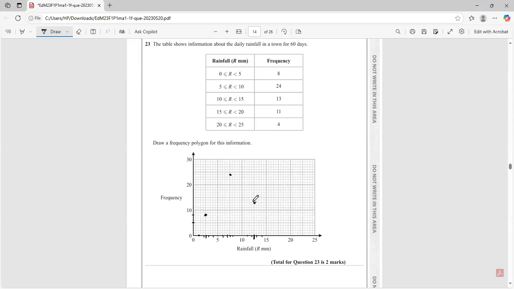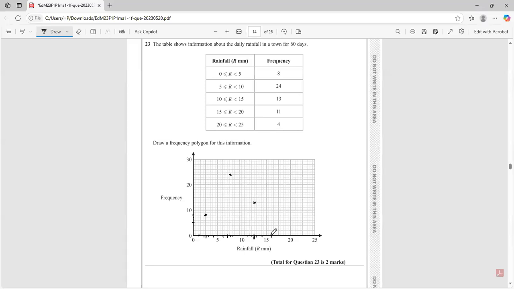We'll join it later. Okay, then the next one is 15, 20. 20 plus 15 is 35. 35 divided by 2 is 17.5, because 2 times 17 is 34. So 17.5. Okay. So 17.5 against 11. So let's go look for 17.5 over here.